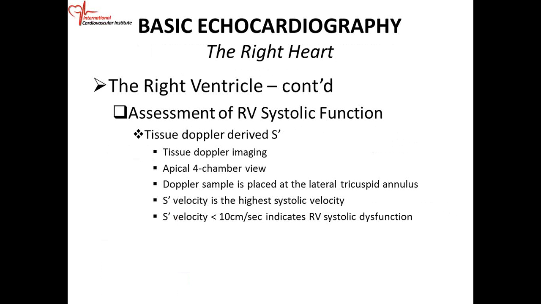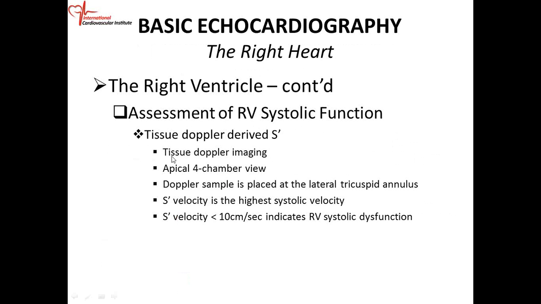The next method is your tissue Doppler derived S prime. TAPSE is a linear measurement, a displacement, and S prime is a velocity. Not only is the RV supposed to move up a certain distance, but it's supposed to have a certain speed. Because it's tissue and moves relatively much slower than blood, you have to use tissue Doppler to measure the velocity of the tricuspid annular plane.